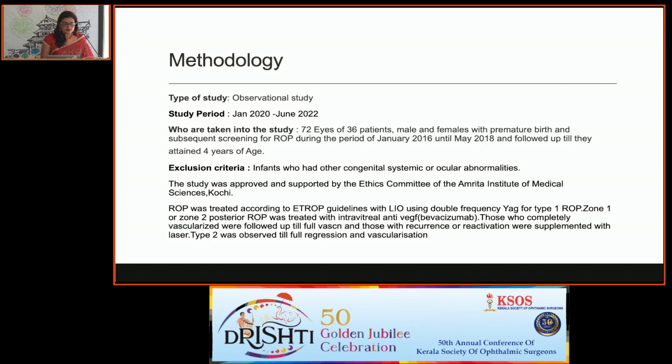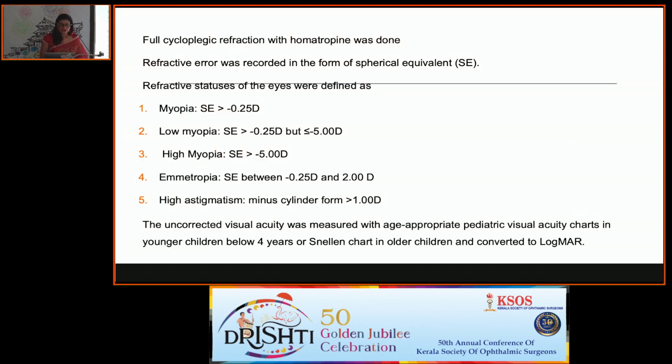The study was approved by the ethics committee, and ROP was treated according to ET-ROP guidelines with LIO using double frequency YAG. For type 1 ROP, zone 1 or zone 2 posterior was treated with intravitreal anti-VEGF. Those who completely vascularized were followed up till full vascularization, and those with recurrence or reactivation were supplemented with laser. Type 2 was observed till regression and full vascularization. This is just the history of what was happening during the time of the treatment.